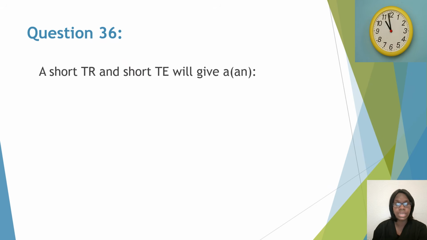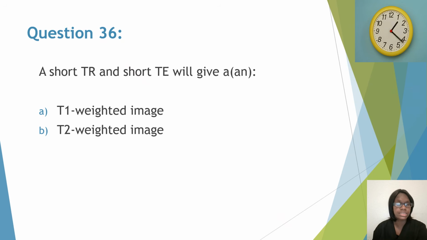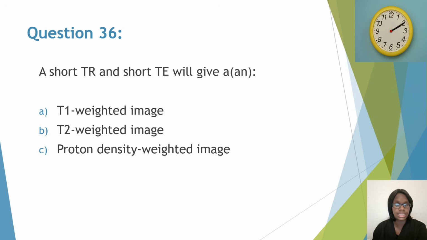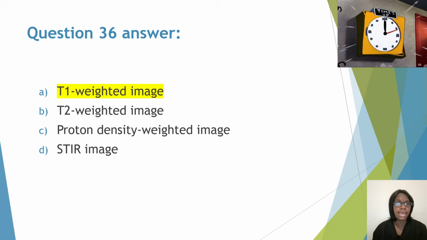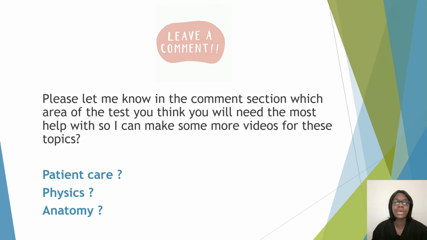Question 36. A short TR and short TE will give a or an A. T1 weighted image, B. T2 weighted image, C. Proton density weighted image, D. Stir image. All right, the correct answer is A. T1 weighted image.